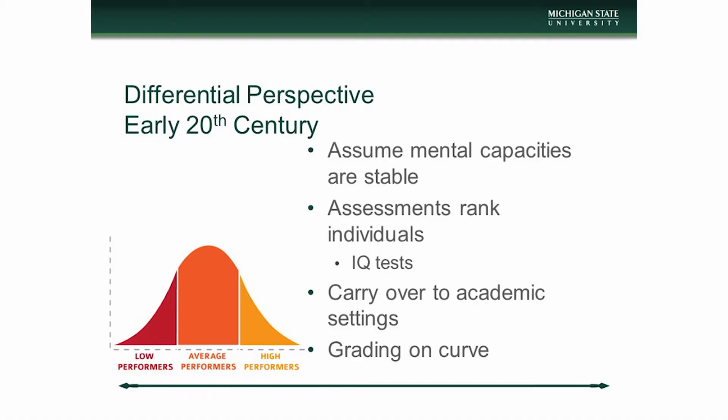So, okay. Early in the 20th century was sort of the start of thinking about how do we measure people? Because we were doing all this great stuff with the natural sciences, we ought to be able to do it in the social sciences too. And so in the early 20th century, the differential perspective assumed that mental capacities were stable, and then the point of the assessment was to rank individuals. So individuals are smart, or individuals are average, or individuals are not so smart.